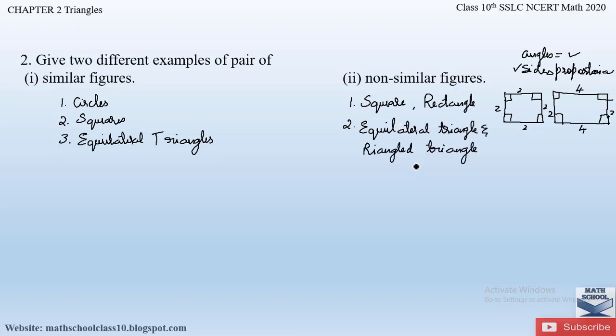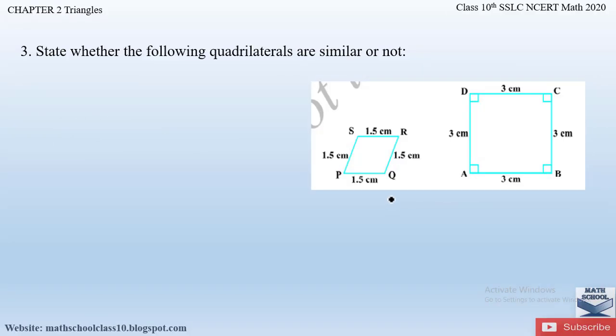The second example can be an equilateral triangle and a right angle triangle. In an equilateral triangle, all the 3 sides and all the 3 angles are equal, right? And in a right angle triangle, one is a perpendicular, one is a base, and there is a hypotenuse, and all the 3 angles are different. And the sides will also be different. So we took an equilateral triangle and a right angle triangle because the angles are not equal and even the sides are not proportional. So this is the second question.